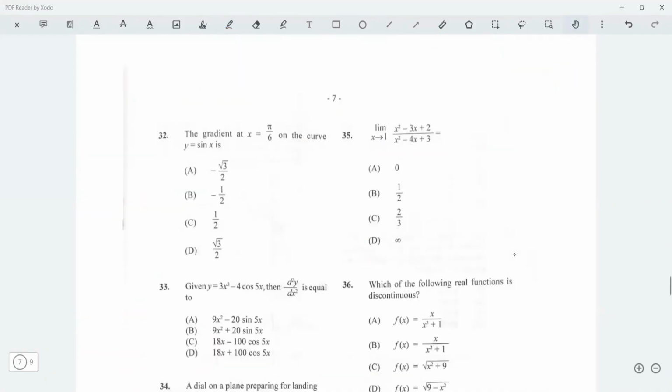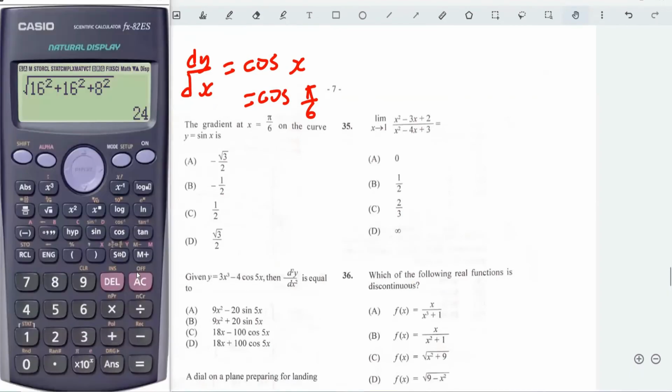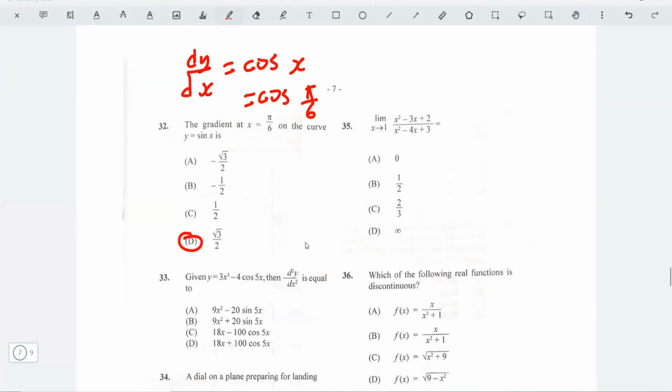Question 32, the gradient of the curve. When you differentiate sine, that means dy by dx is cos x. You plug in pi by 6. So we need to work out cos of pi by 6. You put that in your calculator, cos of pi by 6, or cos of 30 degrees. Pi by 6 is 180 over 6, which is 30. So cos of 30 gives root 3 over 2, which is option B.